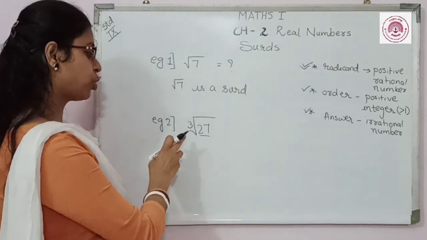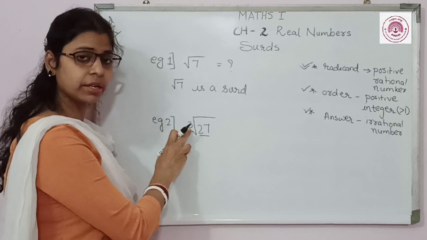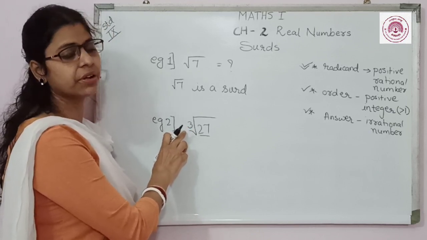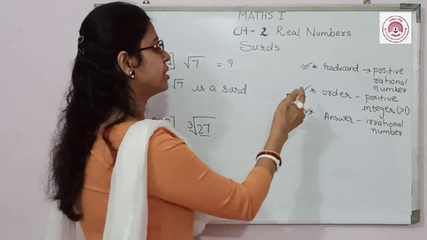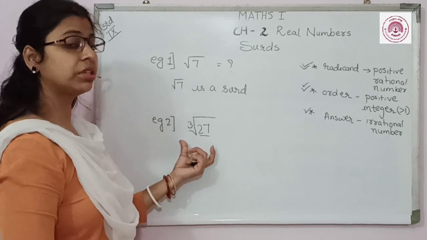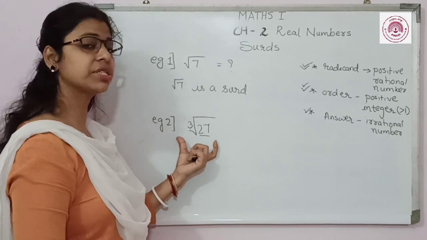Okay, what about the order? Order is 3, right? And 3 is a positive integer and is greater than 1. So that means the second condition is also satisfied. Now let's check out the third condition. Let's find out its value.